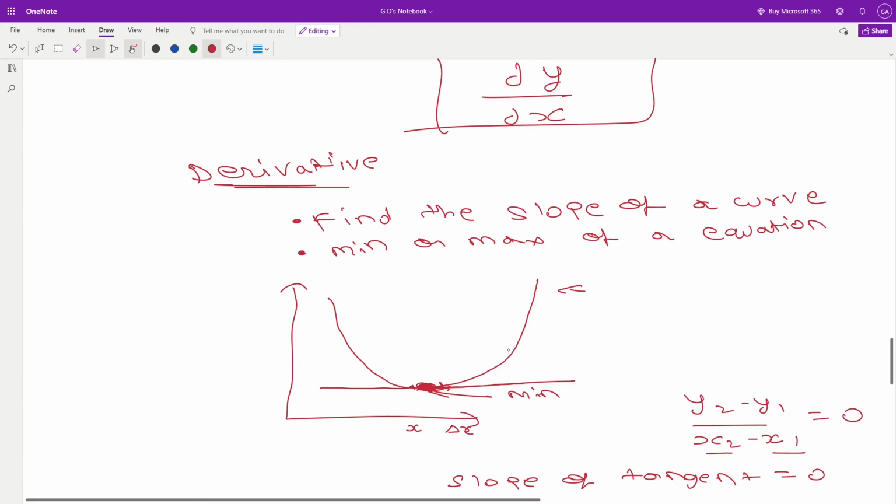at a given point, and we can find the minimum and maximum of an equation. Whichever point where your slope of tangent is zero, or your dou y by dou x is zero, that becomes your minimum or maximum point of that equation. These two concepts we'll be using in order to implement something called gradient descent.